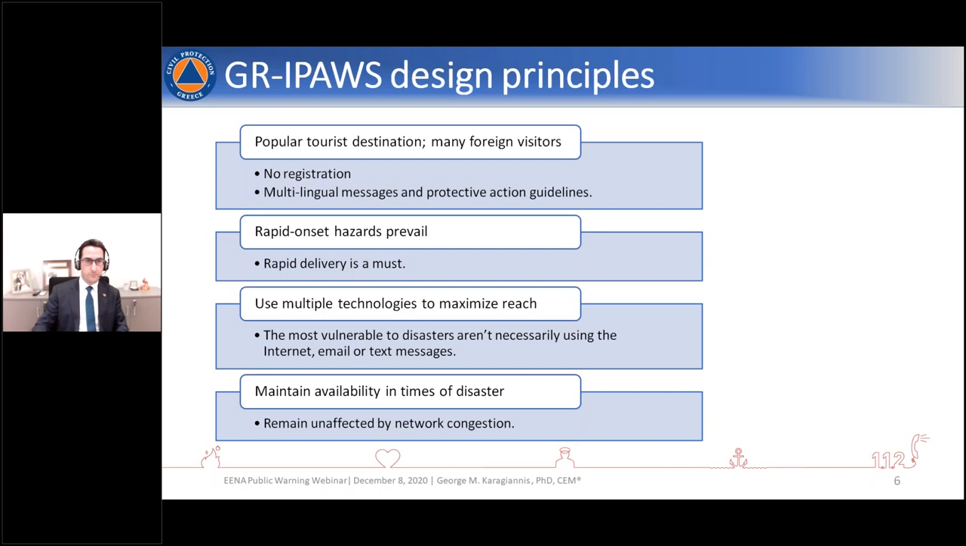Furthermore, the most vulnerable to disasters are not necessarily using the internet, email, or text messages. There may be people who don't have a smartphone, who don't have a cell phone, or who do not regularly listen to or have their cell phone on their person. This means that we have to use multiple technologies to maximize reach. Last, we need to maintain the availability of the system in times of disaster. This means that the system needs to remain unaffected by network congestion.